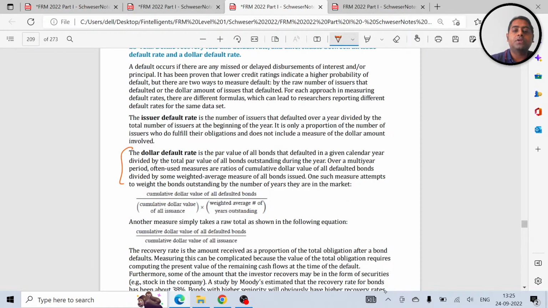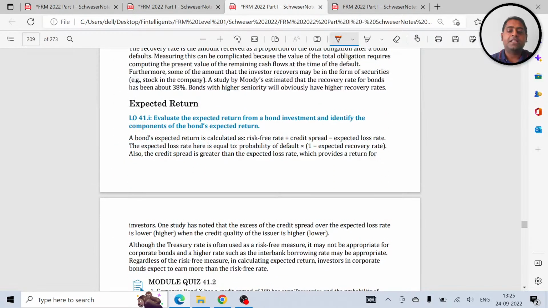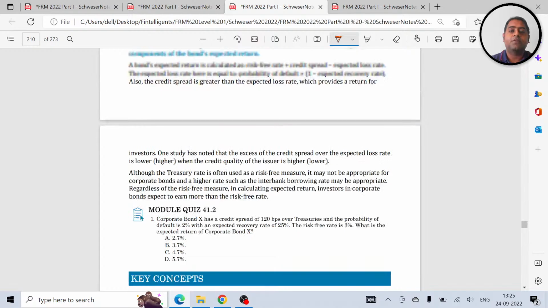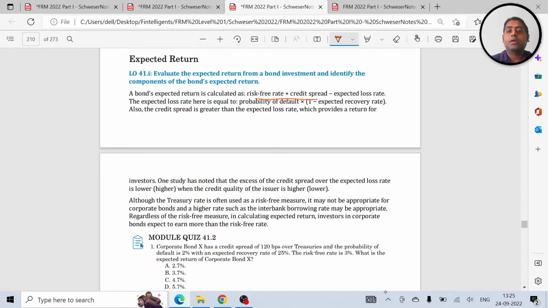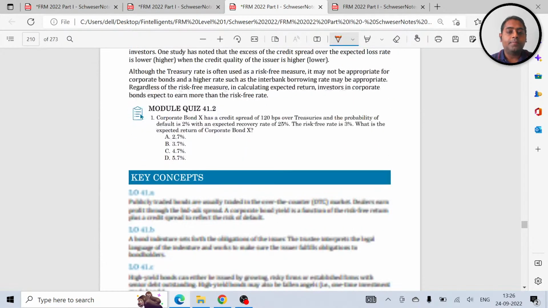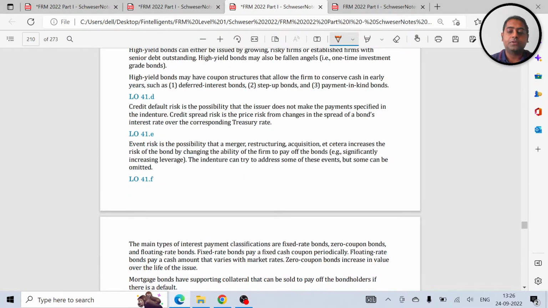This, I think so. One of the students told me about this dollar default rate formula being tested. Okay, so that's the reason I'm just highlighting this. Expected return, this formula. This formula is important. Mark this as star. Risk-free rate plus credit spread minus expected loss. Okay, please make sure that you are good with this section.